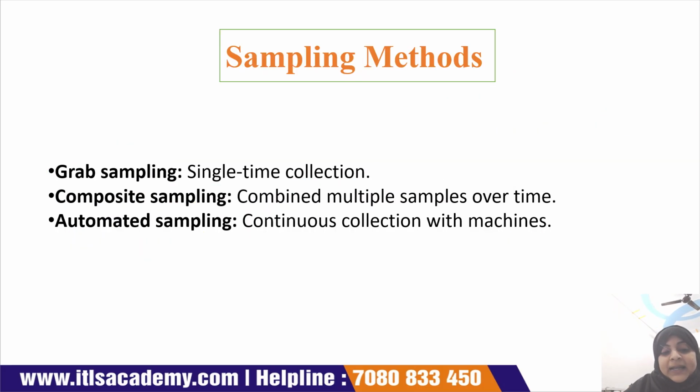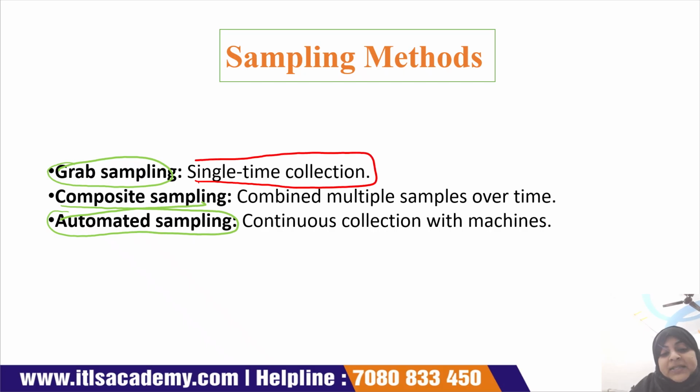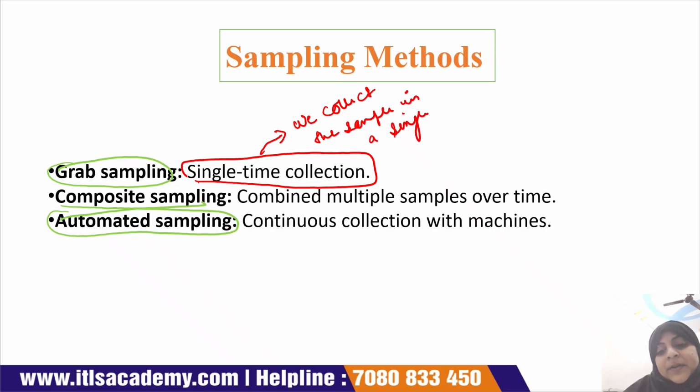Sampling methods can be categorized into three categories. The first one is grab sampling, then composite sampling, and the last one is automated sampling. Now, if we take the first category, that is grab sampling, it is a single time collection, meaning that we collect the sample in a single way.